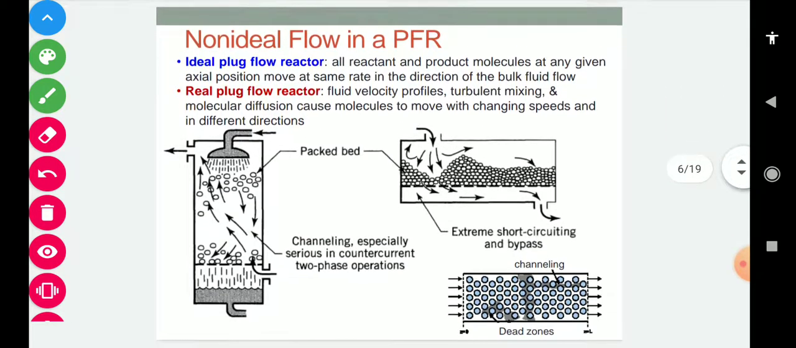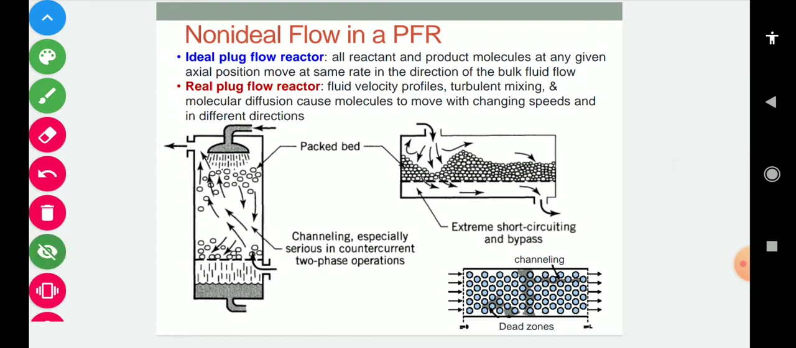Similarly, if we talk about a plug flow reactor, in an ideal plug flow reactor, all reactant and product molecules at any given axial position move at the same rate in the direction of bulk fluid. It means there is no mixing. All the molecules spend an equal amount of time. There are infinite numbers of plugs. They just move in series and enter the reactor, spend equal time, and after that they just exit.